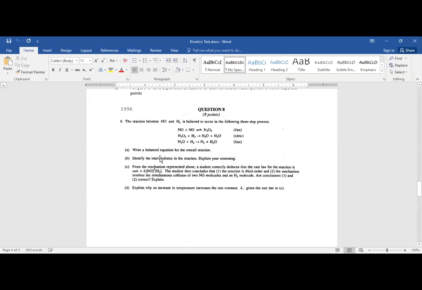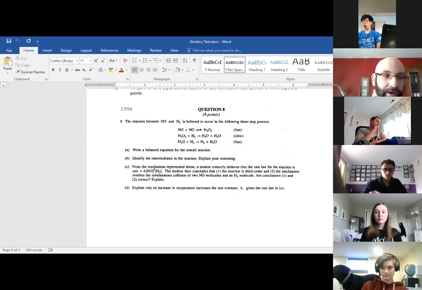I have to answer things in front of me. For 8, identify the intermediates. The intermediates are N2O2 and N2O. The reason they're intermediates is that they are produced in one step and then consumed later on. Some of you wrote they don't appear in the overall reaction, and that's true. Intermediates don't, but what else doesn't appear in the overall reaction that's not an intermediate?